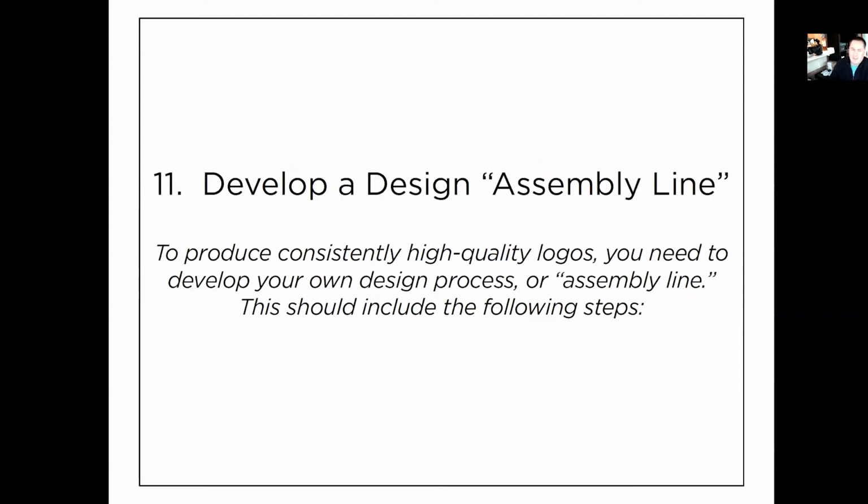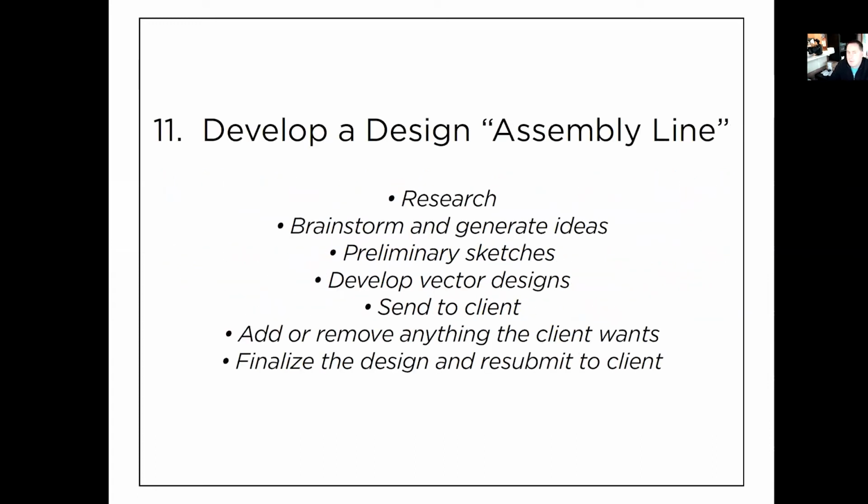Develop a design assembly line. To produce consistently high quality logos, you need to develop your own design process or assembly line. This should include the following steps. Research. Always do your research. Find out what the company does. What's their goal? Who is their audience? Find out everything you can about the company or client that you're working with. Brainstorm and generate ideas. Come up with preliminary sketches, whether those are simple little drawings you draw on a sketch pad to develop ideas. Develop vector designs.